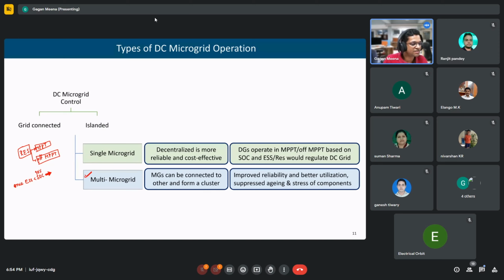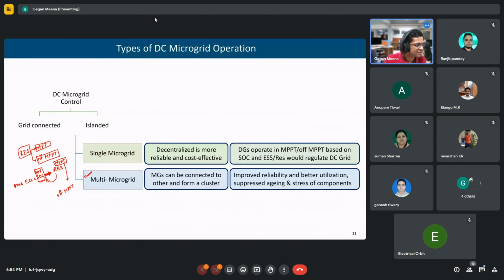Because the storage is not charged, and if the load is also less, there is excess renewable generation. That excess renewable generation can still be used to further charge the storage. So in this case, we would like to operate the renewable generator at its maximum power so that we can extract the maximum power. But once it is fully charged, we cannot charge it further. And if the load is also less and excess generation is there, what can be done? So we shift to off-MPPT mode.